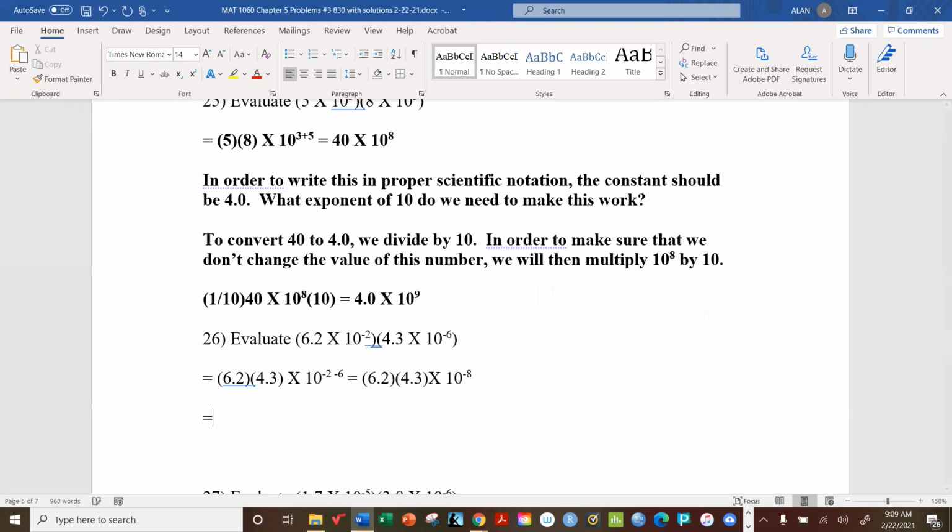All right, now we're going to run into that same problem we had before. The constant will be greater than 10. 6.2 times 4.3 is 26.66 times 10 to the minus 8th. But we want it to be 2.666 times 10 to some value. So why don't we write this as 1 over 10 times 26.66, 10 to the minus 8th, times 10. We have to multiply and divide. So therefore, we end up with 2.666 times 10 to the minus 7th. Because remember, this is implicitly 10 to the first power, and we're adding their exponents.